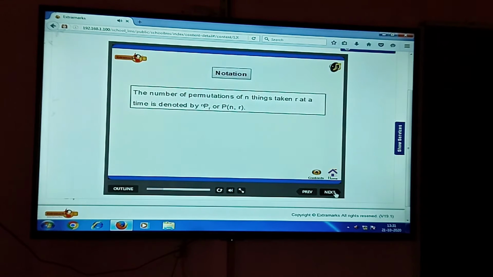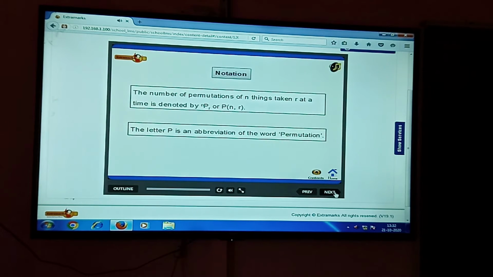Notation. The number of permutations of n things taken r at a time is denoted by nPr. The letter P is an abbreviation of the word permutation.